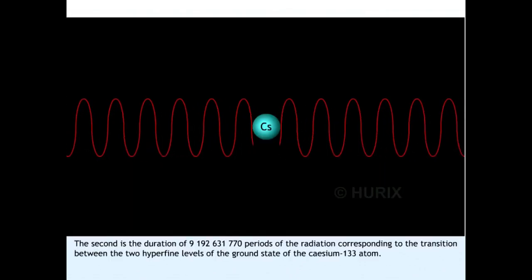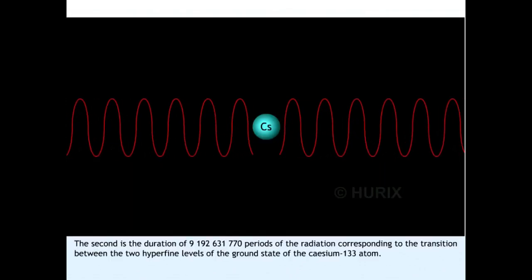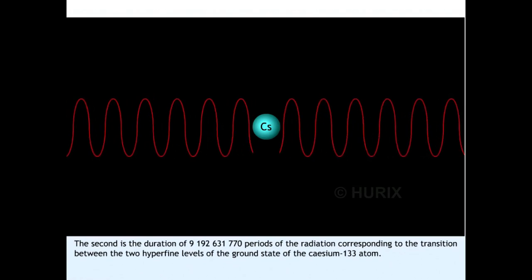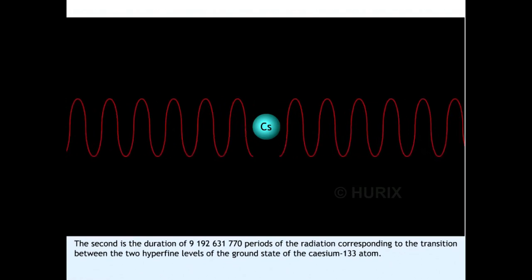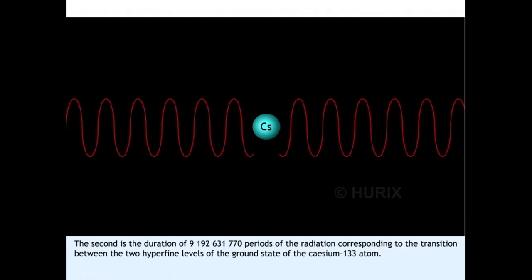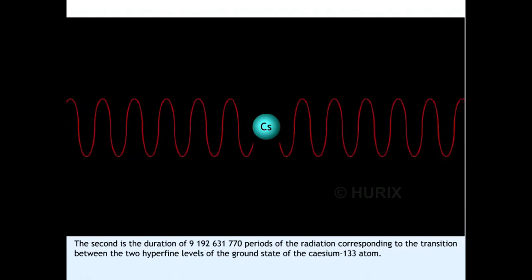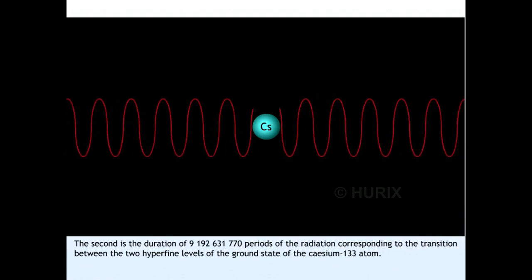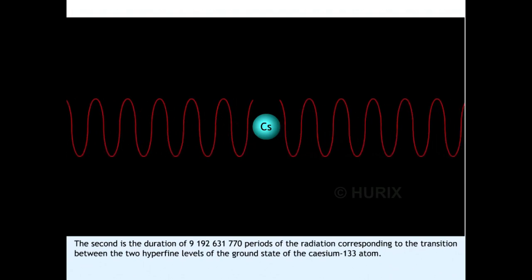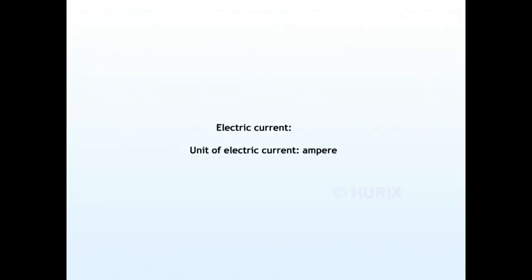The second is the duration of 9,192,631,770 periods of the radiation corresponding to the transition between the two hyperfine levels of the ground state of the Cs-133 atom. Fourth quantity is electric current. Unit of electric current is ampere.